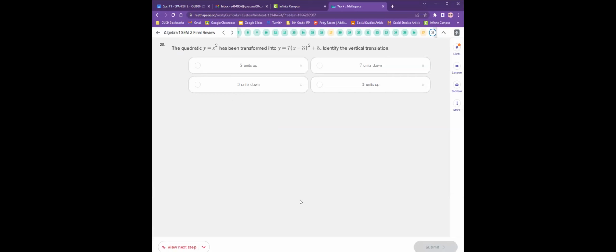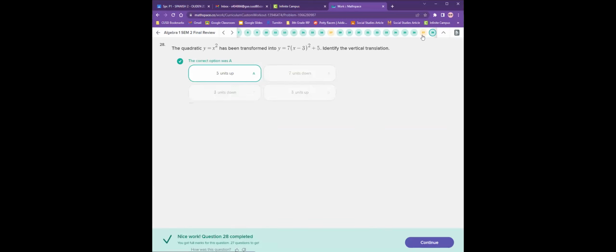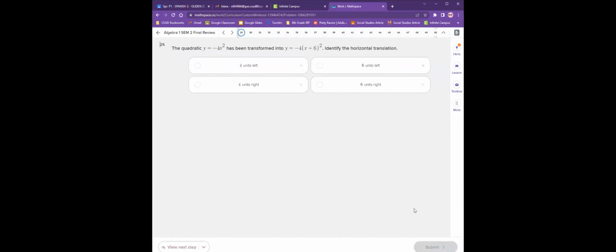I have to write this answer. Identify the vertical translation. It's 5 units up. You'd like 50 questions like that on your final. I think our final's only like 49 questions, which is nice. It's probably very similar to this, so it'd be good to redo these. Is this one left or right when it says x plus 6? It's left. That's letter B.